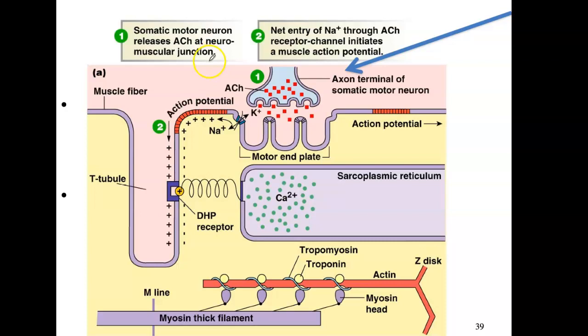A somatic motor neuron releases acetylcholine at the neuromuscular junction. Remember, right here, my little squares of acetylcholine. And it initiates an action potential on the surface of the cell. So there it is in red. This action potential is coming down this entryway, which is the T-tubule. And if it triggers this receptor here, it's called a DHP receptor, it is going to link directly to the sarcoplasmic reticulum and release calcium.